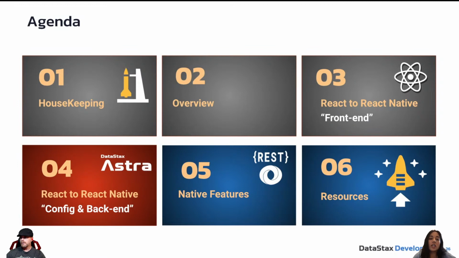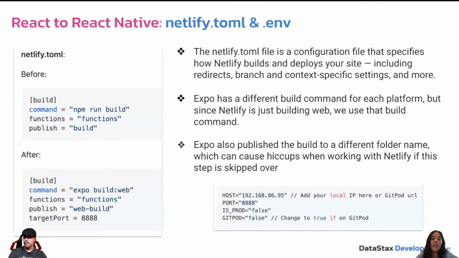Okay. So in this section, we're going to cover the configuration of your app that you're seeing going on in the Gitpod right now, so it'll run properly. To start off with, the netlify.toml file is a configuration file that specifies how Netlify builds and deploys your site, including redirects, branch, context-specific settings, and more. And one of the things that we had to do was configure that to work with Expo.